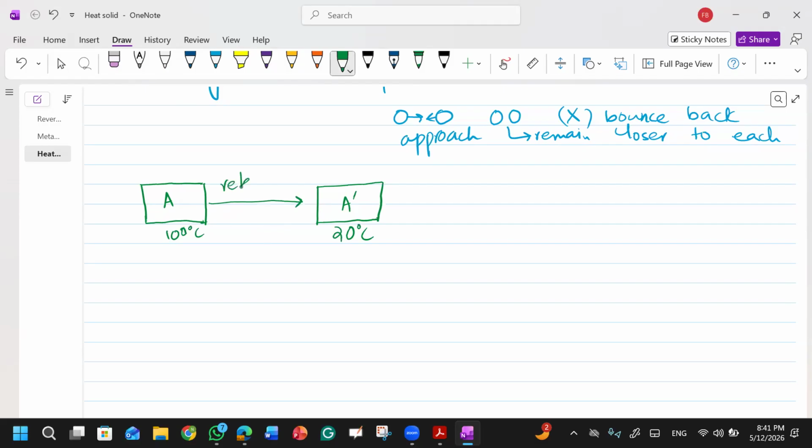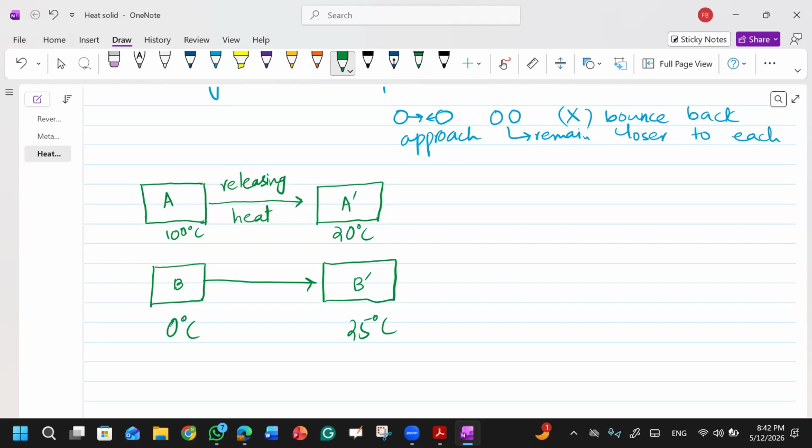Whenever there is a decrease in temperature, it means the body is releasing heat. Clear? And if you have a body, and initially its temperature was 0 degrees Celsius, and after some time its temperature increased to 25 degrees Celsius. Now, what is happening? Is this body absorbing heat or releasing heat? Absorbing heat. Yes.